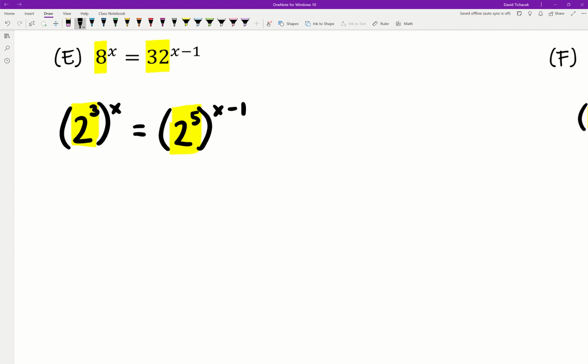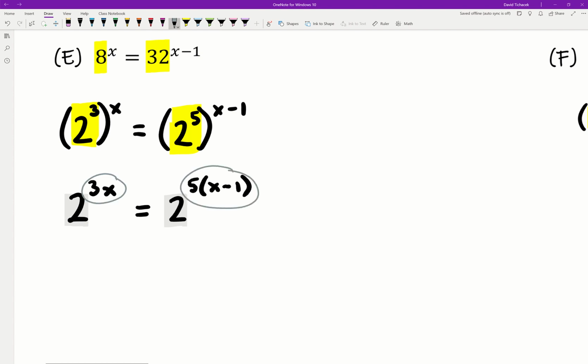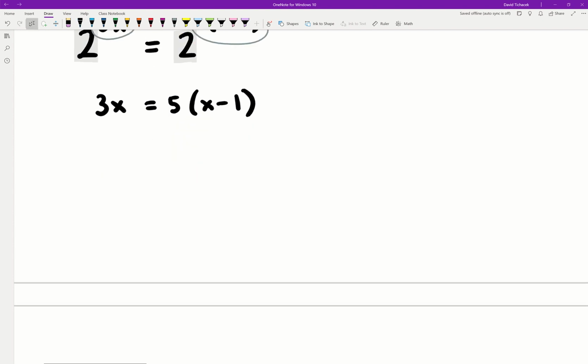And now we just have power to power on both sides. We could just go through and multiply those exponents. So that'll be 2 to the 3x power on the left, and that'll be 2 to the power of 5 times that expression, x minus 1 on the right. And now again, since we have those common bases of 2, we could literally just drop those bases and set the exponents equal to each other. So that's going to be 3x is equal to 5 times x minus 1. And then we would just continue to solve this in the usual way.